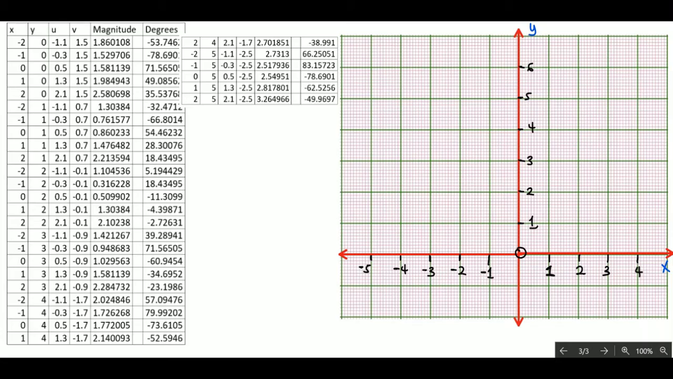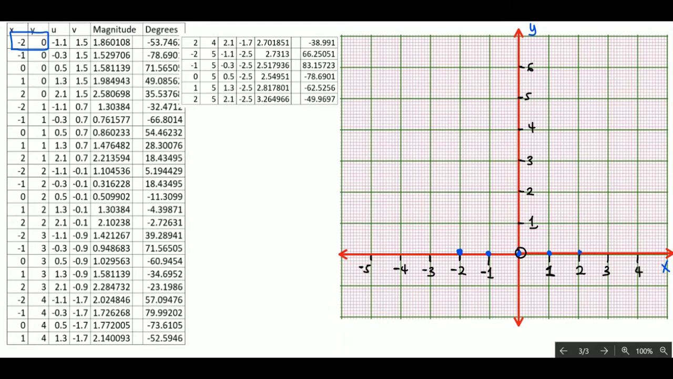For the first point, we have x to be minus 2 and y to be 0. This is what I'm reading: x is minus 2 and y is 0. I'll come to the graph and locate minus 2, 0, which will be this point here. Do you see it? The next one, we have x to be minus 1 and y to be 0, so that will be this point here, minus 1, 0. The next one we have 0, 0, which will be just this point here. Then the next one is 1, 0, which will be here, and then we have 2, 0.